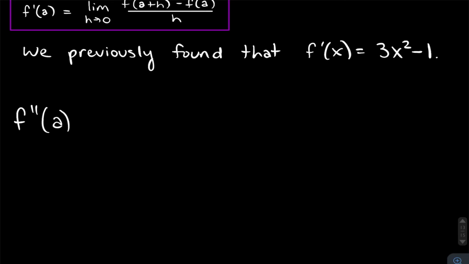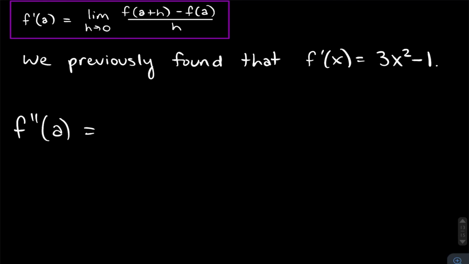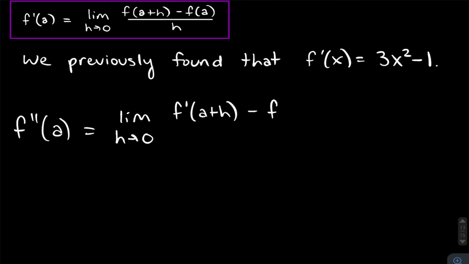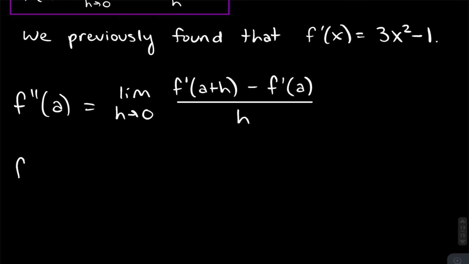But it doesn't make everything that we did before useless, by the way. f double prime of a is going to equal the limit as h approaches 0 of, instead of f of a plus h, f prime of a plus h, right? It's going to be this stuff getting plugged in, minus f prime of a, and then over, not a plus h, sorry, just h. Okay? So now let's start plugging in. This is going to be a really quick one. This will be the quickest derivative that we take all day.